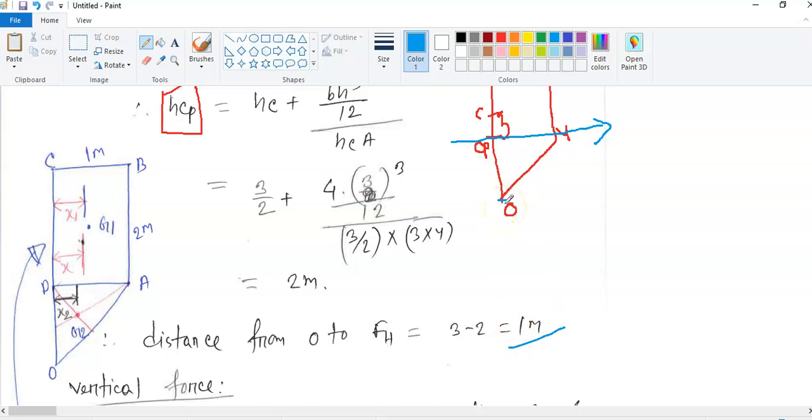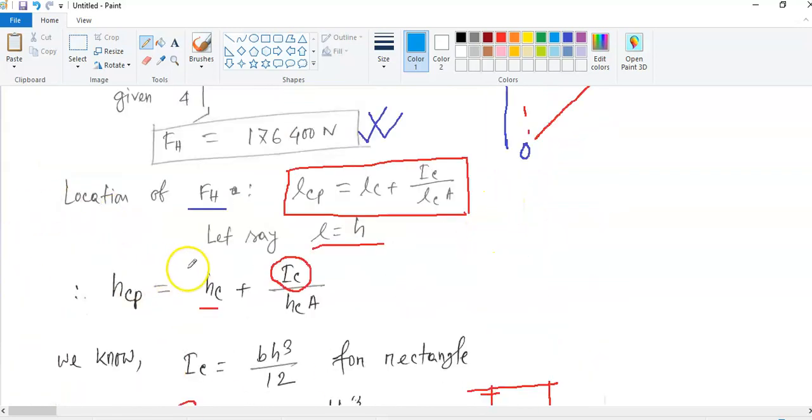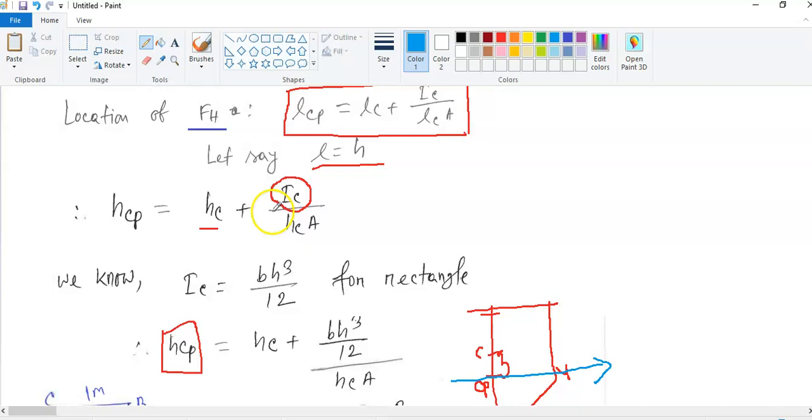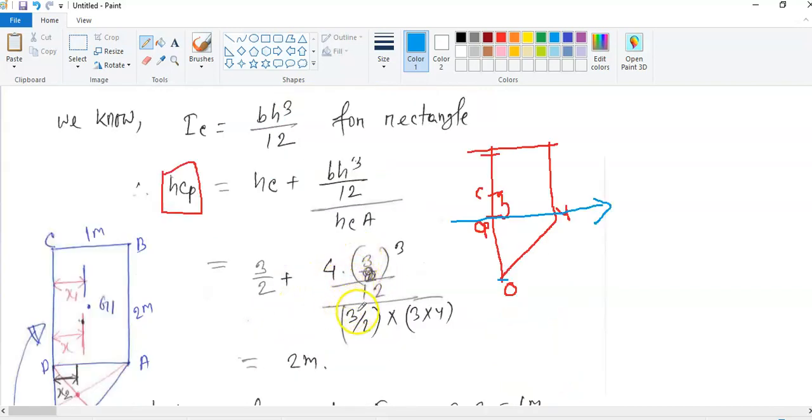So this is actually the distance. Let me tell again, we know this formula, h_CP equals h_C plus I_C over h_C A. So I_C, the moment of inertia for a rectangle, we know from the theories, is B h cubed over 12. We substitute all the values. It is 2 meter. So we got the center of pressure distance 2 meter.